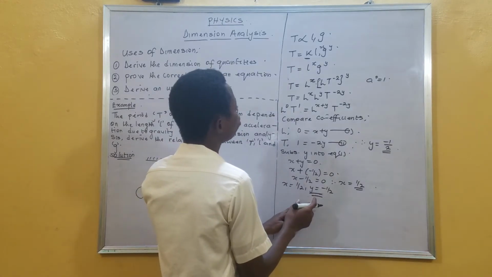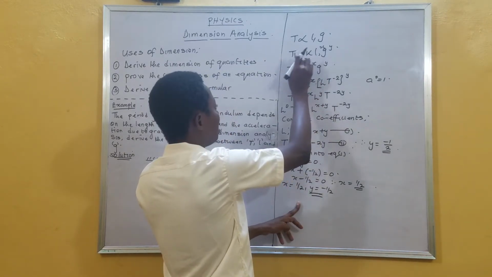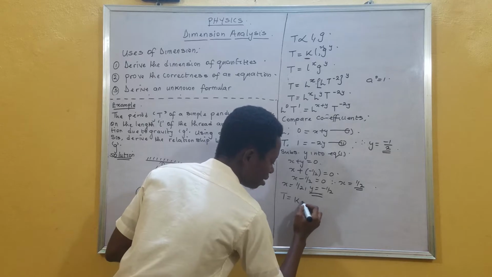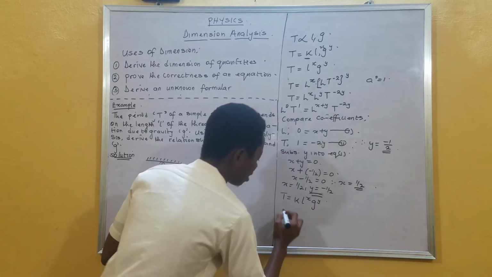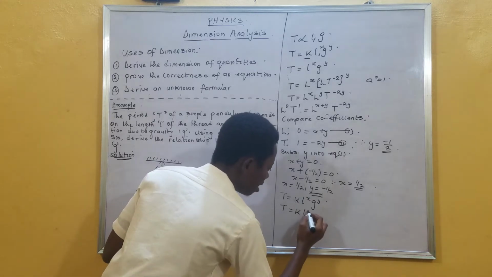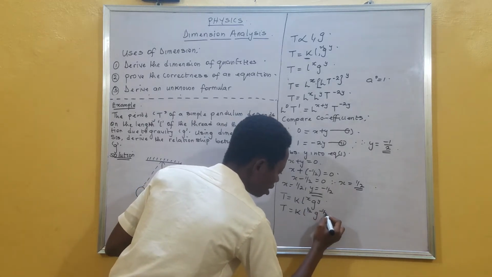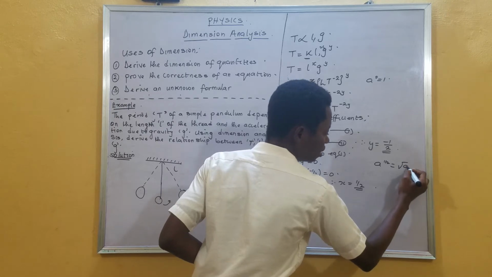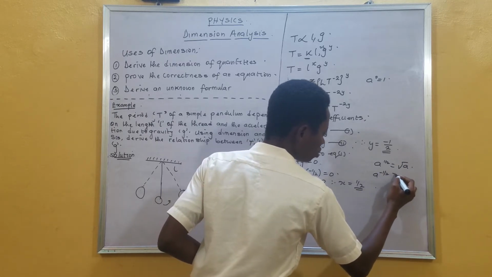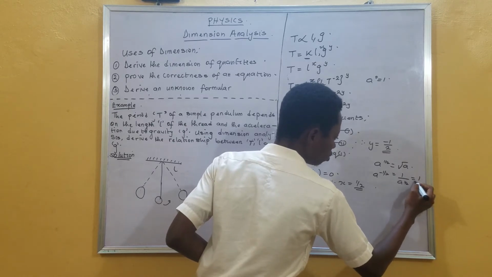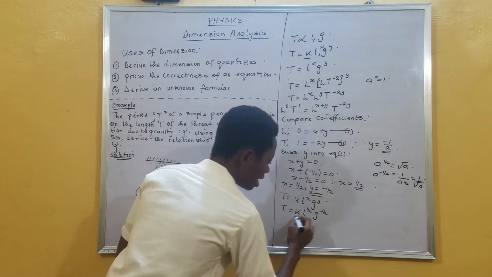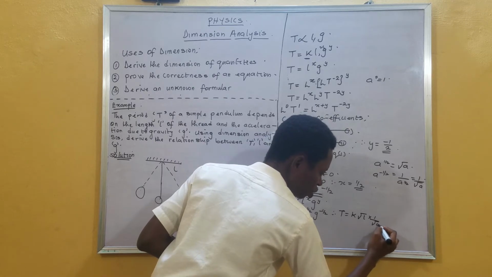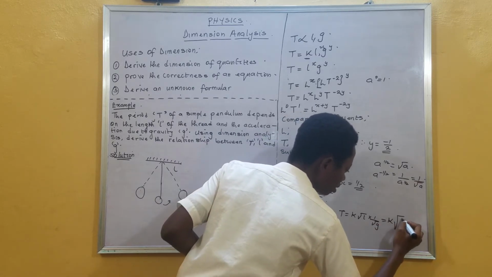I can now substitute the values of x and y into this place so that I can get the relationship between T, L, and g. I have T equals k L raised to power x, g raised to power y. So T becomes k L raised to power half, g raised to power minus half. From indices, we know that a raised to power half is equal to root a, and a raised to power minus half is equal to 1 all over a raised to power half, which is 1 all over root a. So T will become k root L, times 1 all over root g, which becomes k root L all over g.